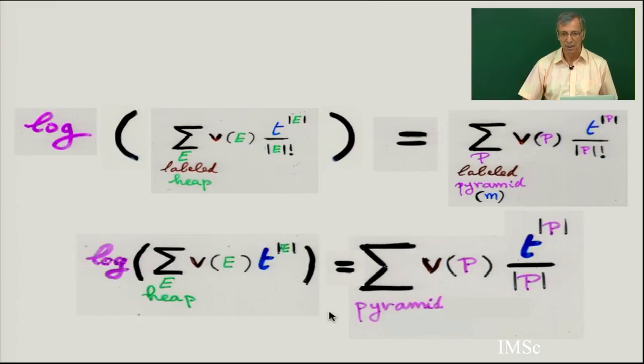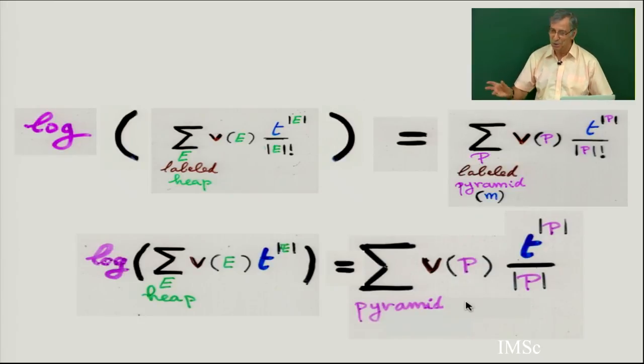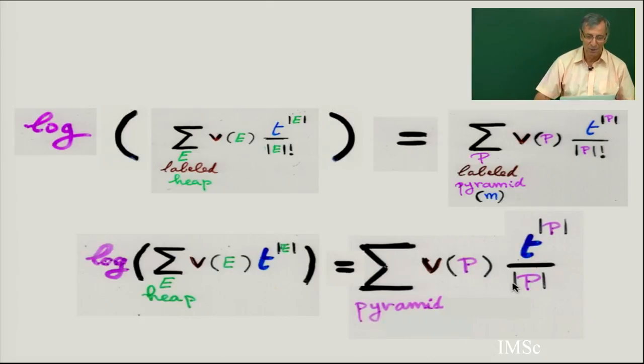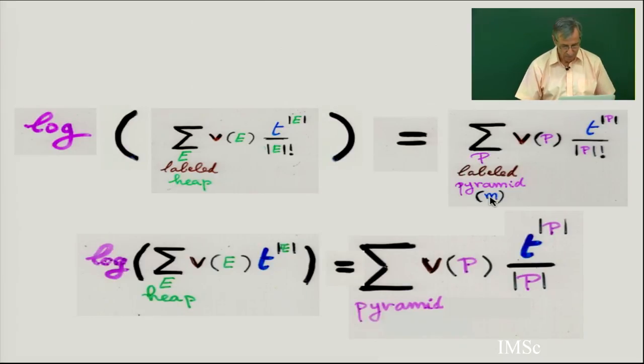And now, by going back to the unlabeled heaps, I have this: n factorial divided by n factorial equals n minus 1 factorial divided by n minus 1 factorial, equals this. And so I get back my logarithmic lemma. So we made a detour: we put labels on heaps, and then at the end we take off all the labels. But here this remains, because there are n minus 1 factorial ways to label the pyramid satisfying this condition M.